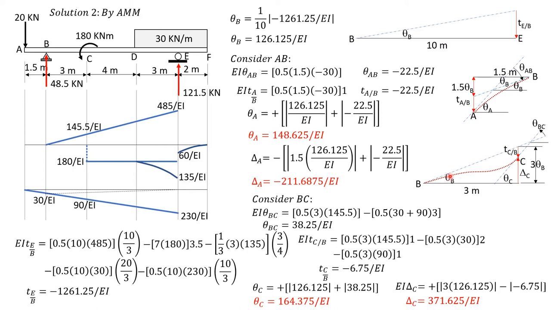It should look like that, so that this portion is tangent to B and that portion is tangent to C. So EI delta C is 3 times the absolute value of theta B minus the absolute value of the deviation of C relative to B. So delta C is positive 371.625 over EI. Next we consider the deviation of B relative to the tangent at E, so that we can compute the slope of the tangent at E. Then finally we consider EF in the next slides.